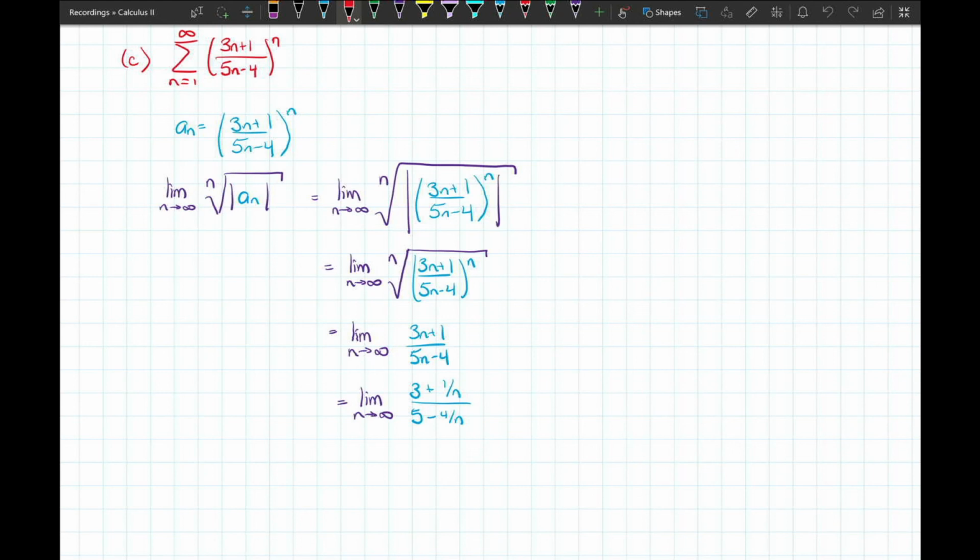Here you can see I've divided by the highest power of n in the denominator, and I've got (3 plus 1 over n) over (5 minus 4 over n). And 1 over n goes to 0, 4 over n goes to 0, and we're left with 3/5.